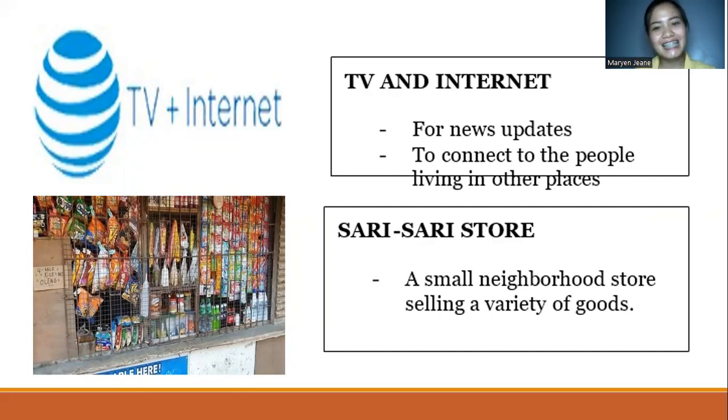Okay, next is Sari Sari Store, a small neighborhood store selling a variety of goods. Now, when we need something, for example, naubusan tayo ng asin, no? Pinapatawag tayo ng mama natin. Okay, please buy me an asin because I am cooking our viand for tonight, no? So we run to the nearest Sari Sari store, or we go to buy our favorite food, junk foods, candies, etc.